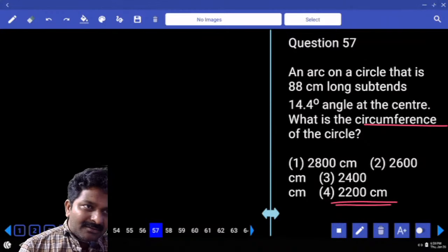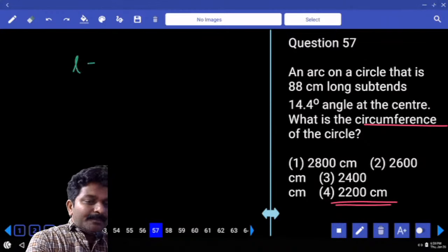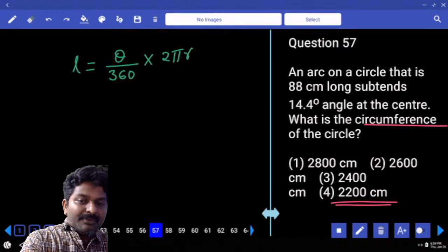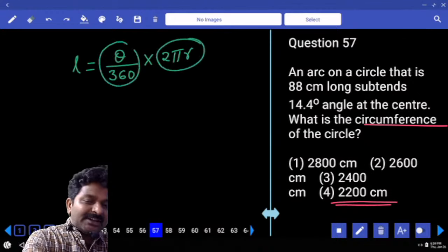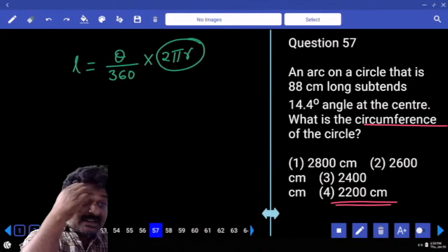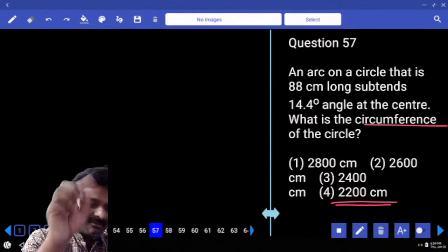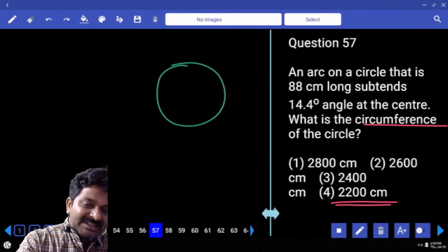Do you know the formula? What is the length of the arc? Theta by 360 into perimeter, that is 2 pi r. We want to calculate 2 pi r, so take theta by 360 to the other side, then you will get your answer. Yes? But otherwise, this is the full circle.